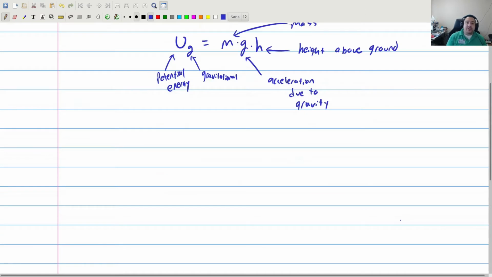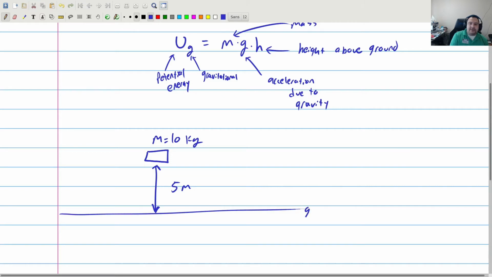Here's an example of how we would apply this formula. So let's say that we have an object here. Its mass is 10 kilograms. And it is a height of, let's make it 5 meters above what we're going to call ground. And the ground is going to be where H is equal to 0 meters. Okay, so we can see we have this object. We are 5 meters above the ground. And how much potential energy does it have in that configuration?